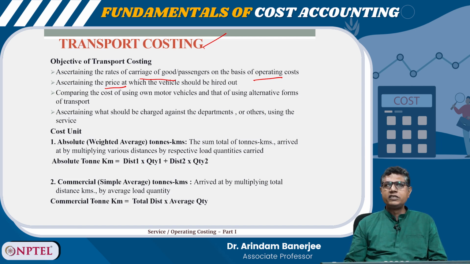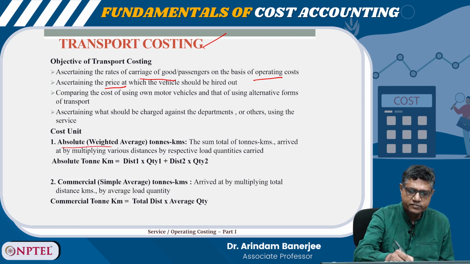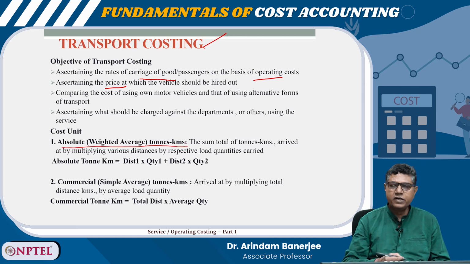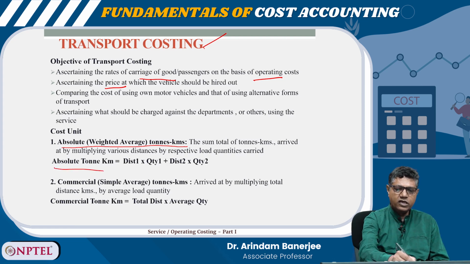Ascertaining what should be charged against the departments or others using the service. Ultimately it boils down to the pricing, right. So, cost unit. What is the cost unit? Absolute weighted average tons per kilometers: the sum total of ton kilometers arrived at by multiplying various distances by respective load quantities carried, right. So, how to calculate the absolute ton kilometer in case of a transport company?